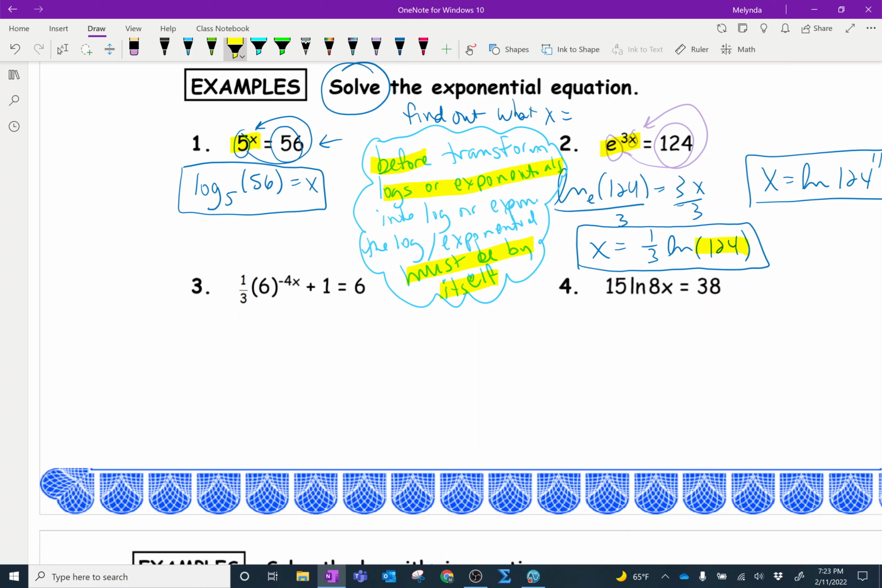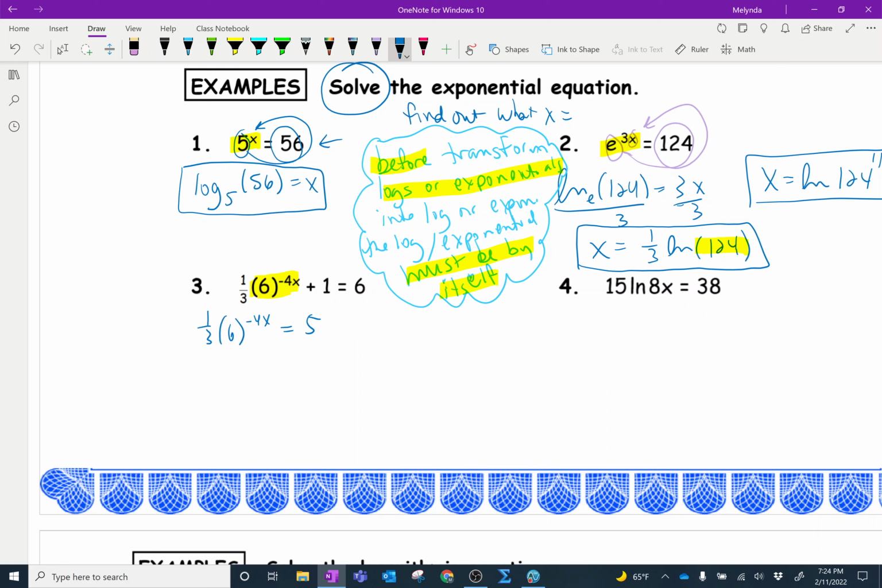What we have to do before we can turn it into a log is get it all by itself. So what would we move first? Would we move the 1 first or the 1/3? Yes, we would move the 1 first. So I have 1/3 times 6 to the negative 4x. I subtract 1 from both sides and I have 5. Okay, great. So now how do we get rid of the 1/3? Yep, I'm going to have to multiply both sides by 3.